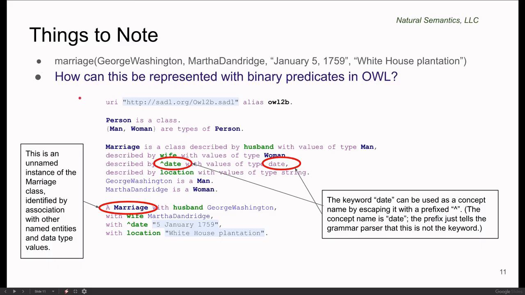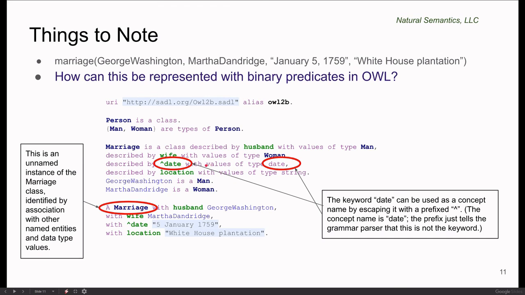There are a couple of things worth noting in this solution to the marriage question. First of all, you may have noticed that date is a keyword in the grammar, and if we want to use it as a concept, then we have to escape it with a preceding caret. That tells the parser that this is not the date keyword, this is a user-defined concept within the model.